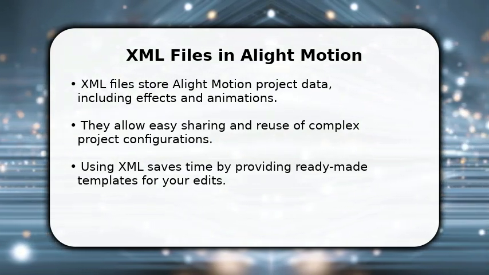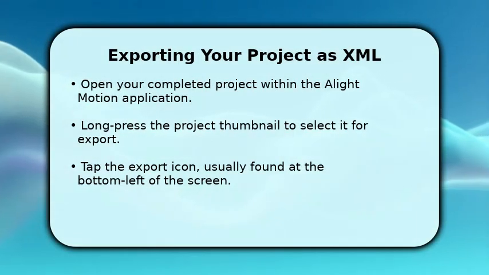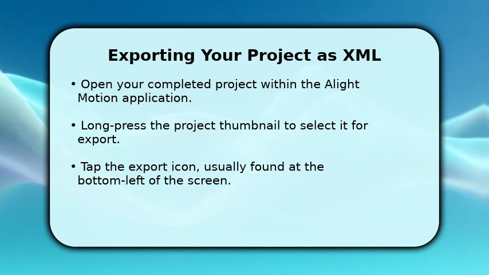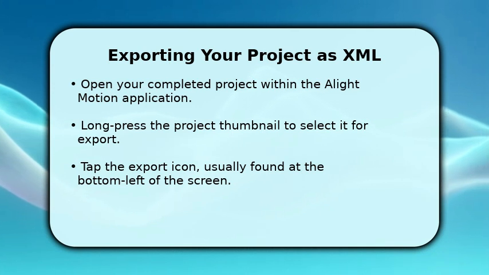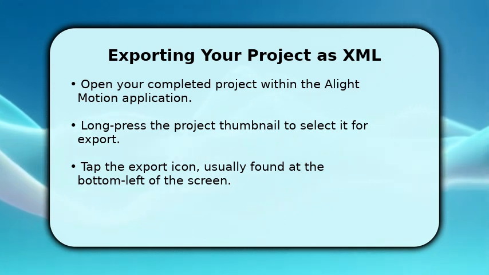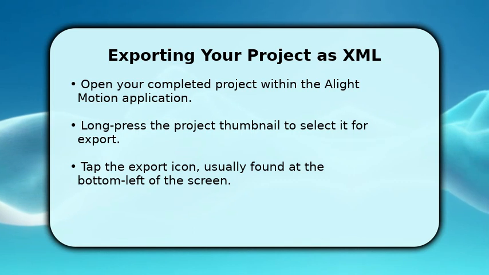It works seamlessly on both Android and iOS. To create an XML file, begin by opening your finished project in Alight Motion. Once your project is open, navigate back to the Projects tab. Long press on the thumbnail of the project you wish to export. This action will bring up several options. Look for the Export button, typically located at the bottom left of your screen, and tap it.